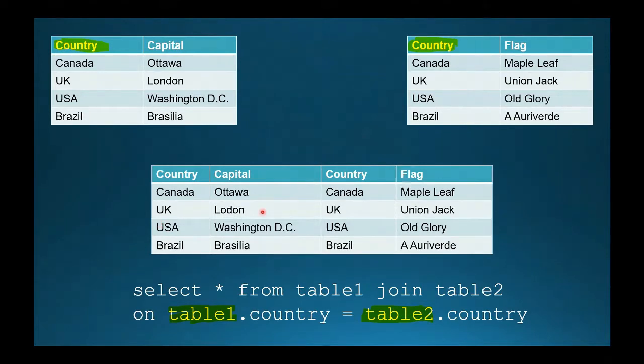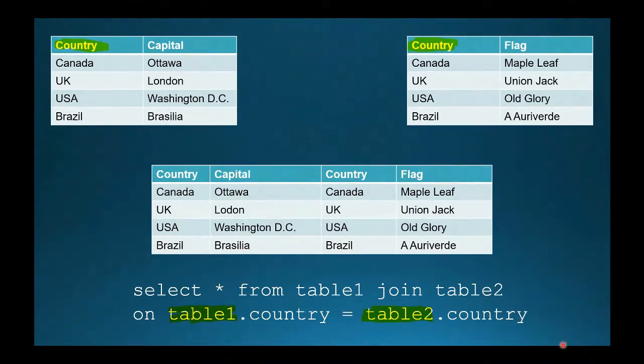What happens when we do this join is we're going to get 4 columns. We're going to get the correct rows because we're matching on country. We get Canada, Ottawa here, matched over here on Canada, Maple Leaf. So we get Canada, Ottawa, Canada, Maple Leaf. Now you'll notice your final table is going to have country in there twice. And that is because we selected star. We want all of the columns. We could also specify which ones we wanted. We could say we want country from 1 and capital and flag, and we would only have 3. But the default is all 4.